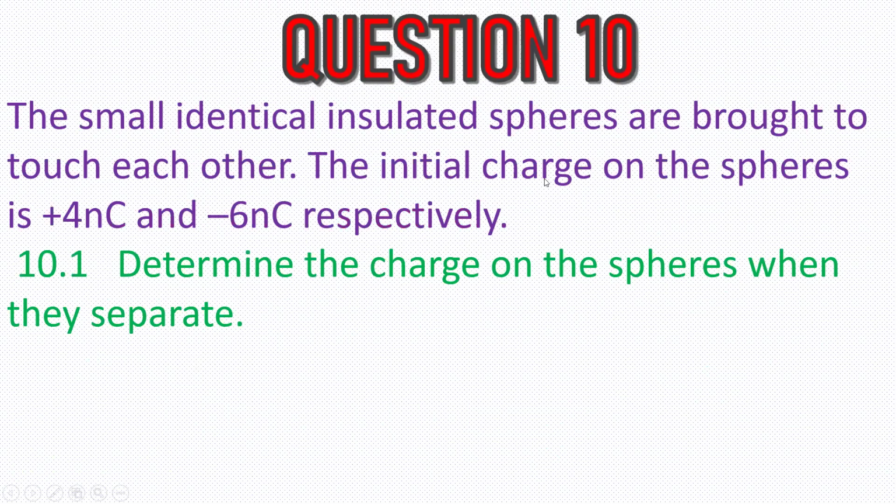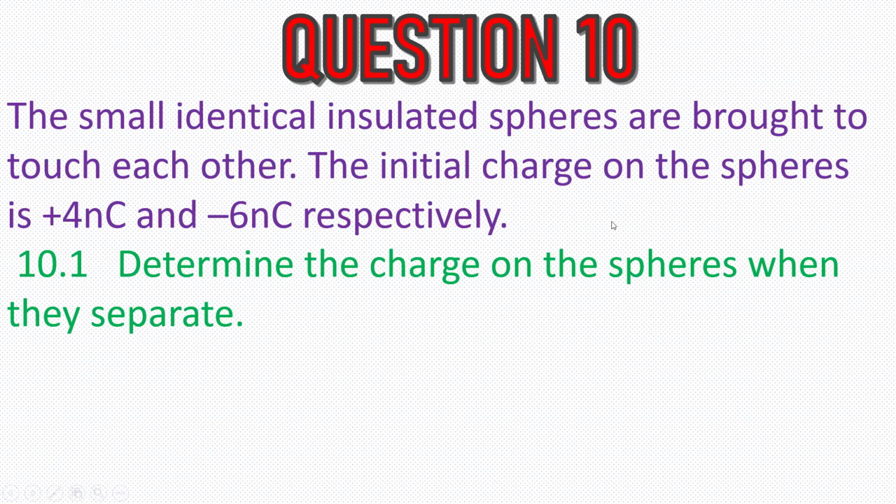Okay, question 10. We have question 10.1 and 10.2. For 10.1, please stop the video and try first. They touch and separate. You have two charged objects, plus 4 nanocoulombs and negative 6 nanocoulombs. They touch and separate. What is the new charge on each sphere? All right, so this is your question. Please try.